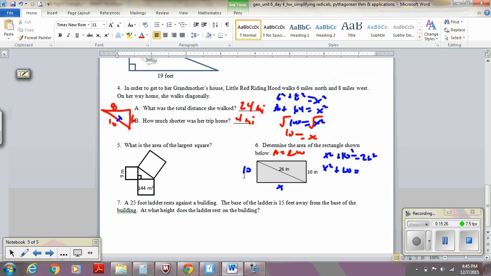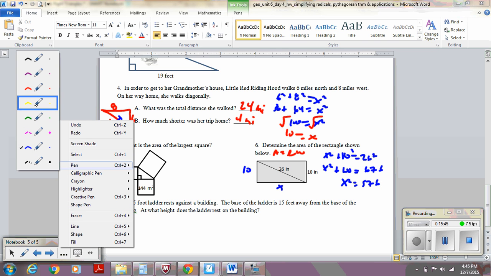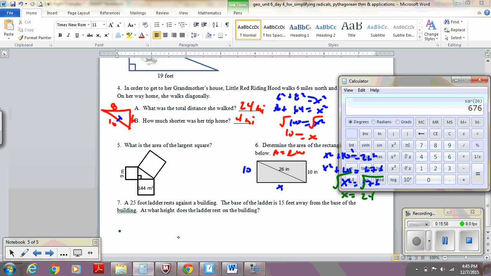676. Subtract 100, you will have x squared equals 576. And I believe the square root of 576 is 24. But let me double check. Yes, 24.